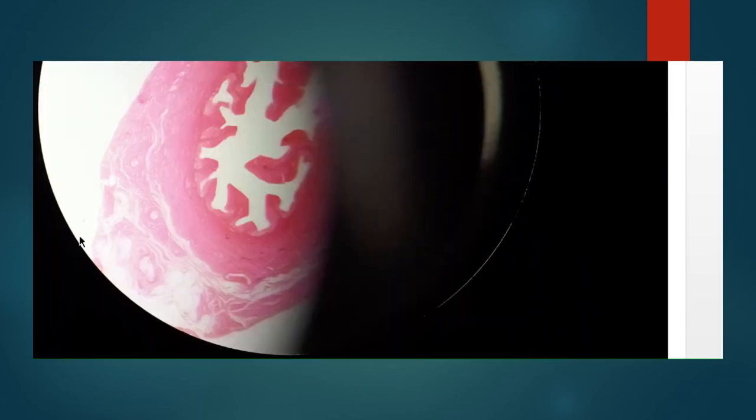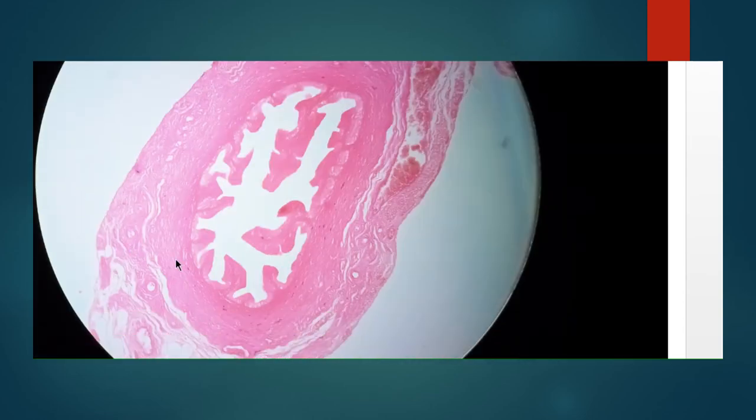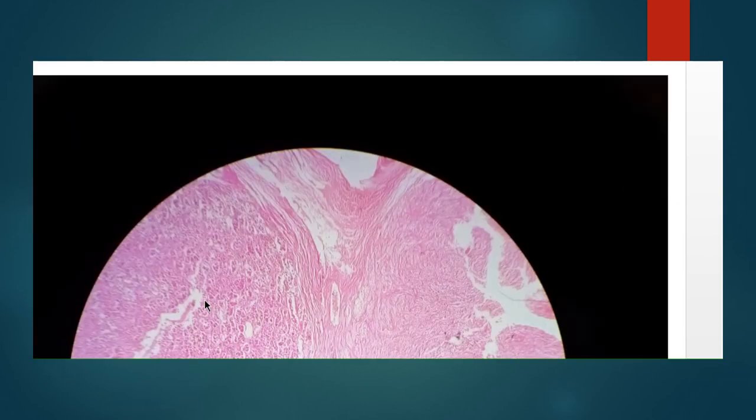Okay, and I'll try to show another slide. Yes, so this is your uterine tube slide. It also appears like a vascular vessel, but it is not a vessel, it is a tube. In some places it is lined by ciliated columnar epithelia, and in some places it is not. So this is your uterine tube or fallopian tube. These are the smooth muscle fibers present outside in the muscularis externa. So that is the uterine tube. This is also uterine tube.